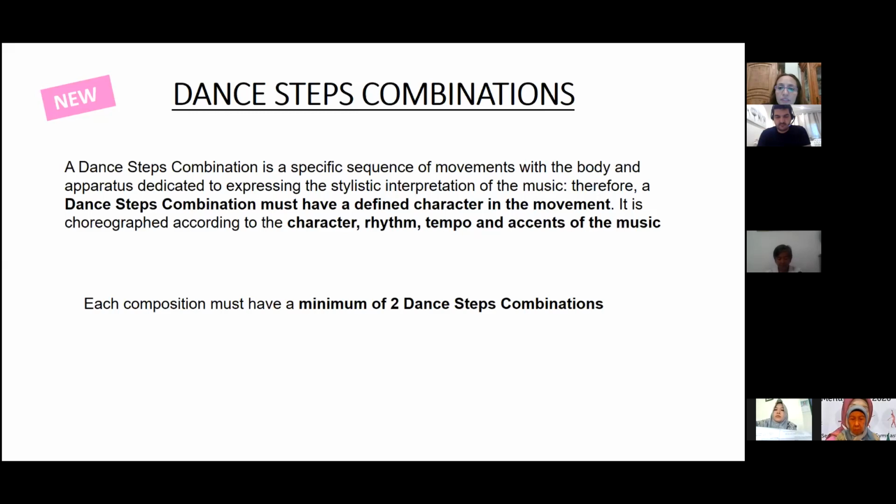What is a dance step combination? How do we evaluate it? A dance step combination is a sequence of movements with body and apparatus dedicated to expressing the style of the music. So it must have a defined character. It must be according to the character, the rhythm, the accents of the music, the tempo, all of this has to follow.